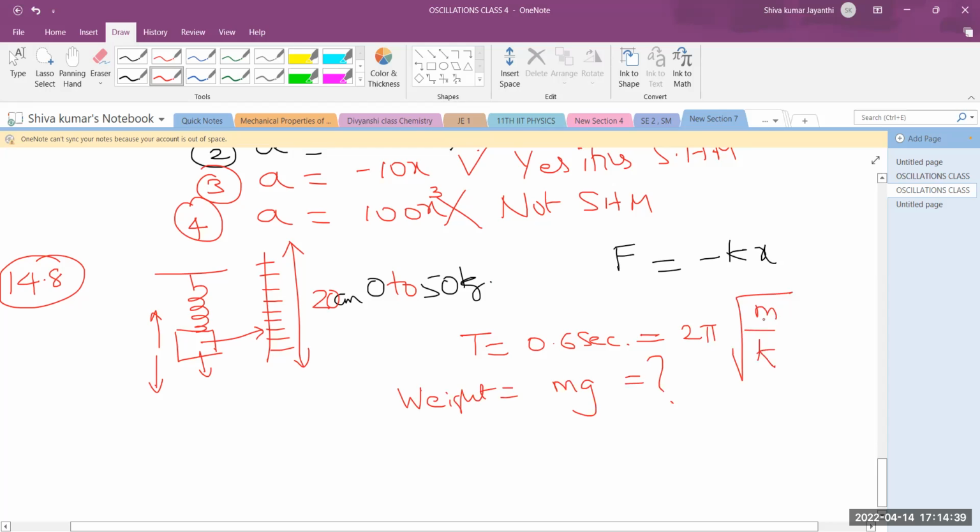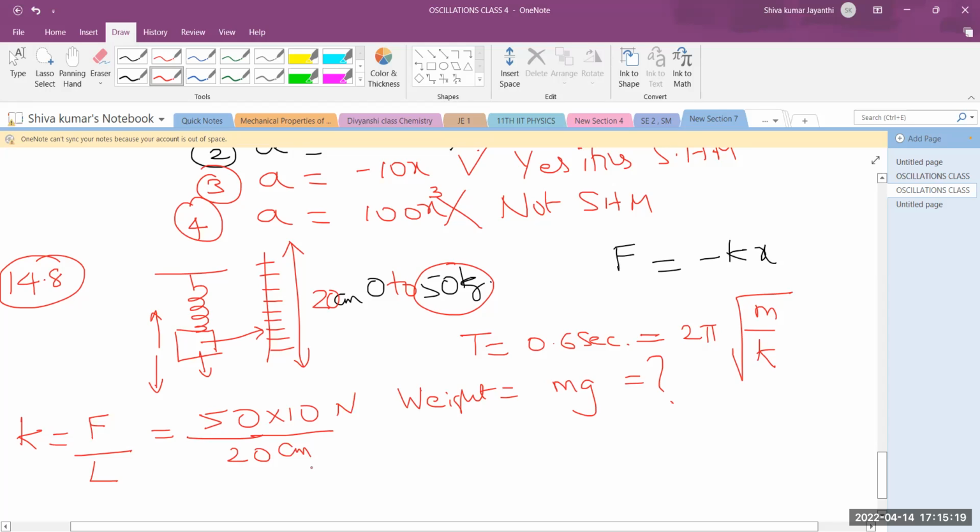If we find out M, we have done the problem. K, force constant, we know. How do we know force constant? What I told yesterday: total force acting divided by total extension. Total force is how much? 0 to 50 kg. The spring balance is a scale that reads from 0 to 50 kg. So total 50 kg means 50 kg force, by total length, 20 centimeters.